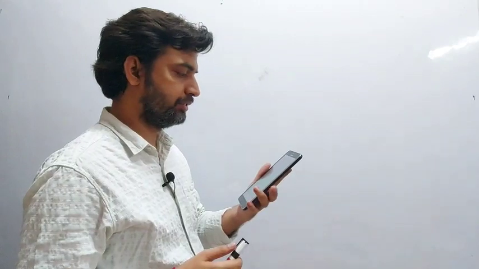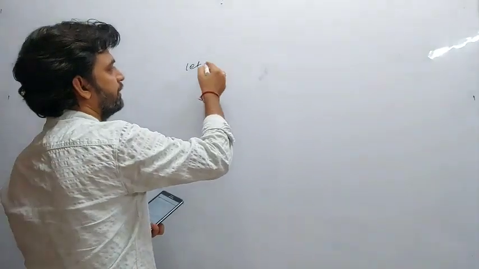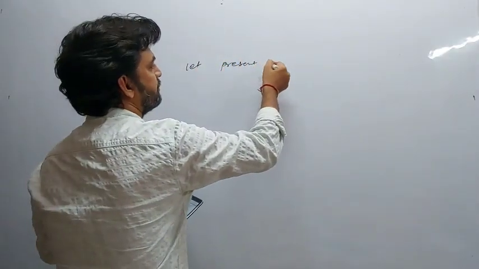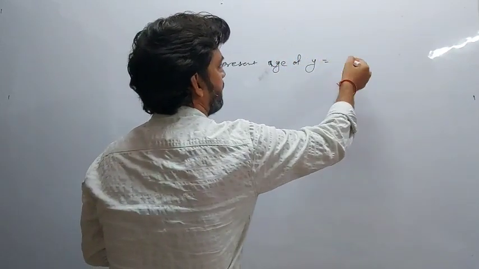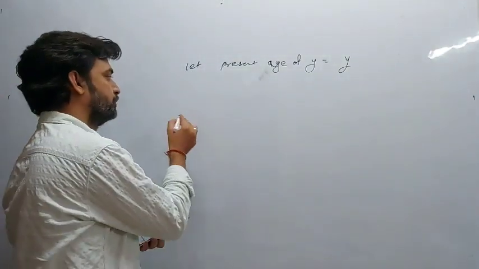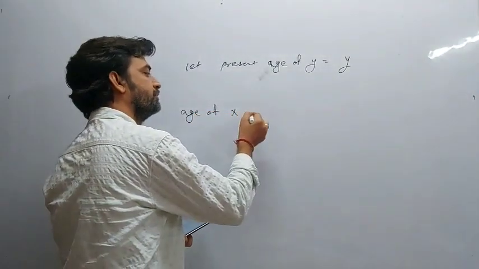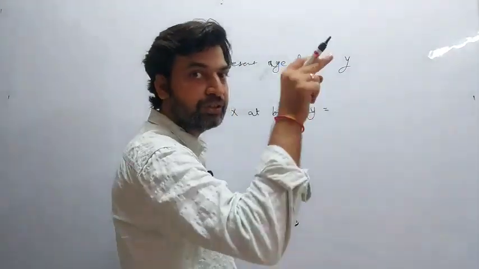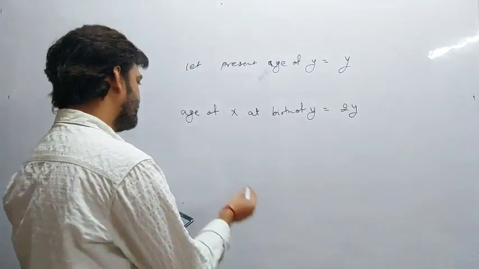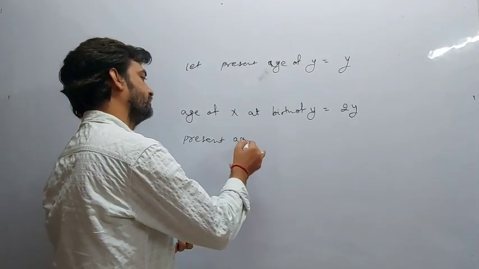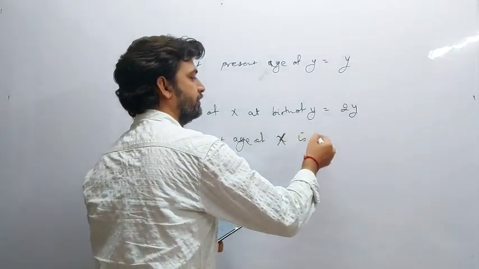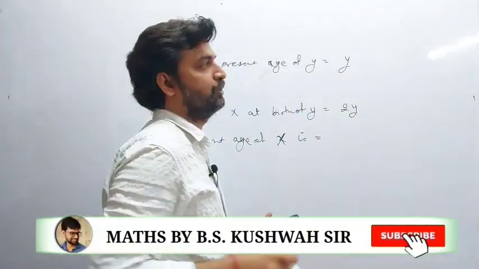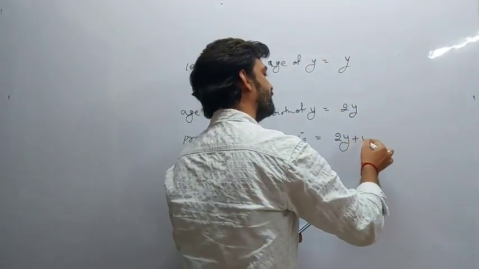X said to Y, at the time of your birth, I was twice as old as you are at present. So let the present age of Y be Y. The age of X at the birth of Y is twice the present age of Y, that means 2Y. So for the present age of X, after that, Y years have passed, because Y has become Y years old. That means 2Y plus Y.